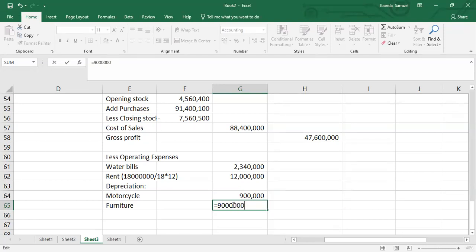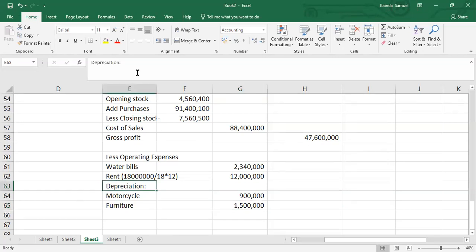9 million divided by 6. So this gives me 1.5. Of course, if you're in the exam, make sure that you include the working right here, so that the examiner can find how to work to mark you, okay?